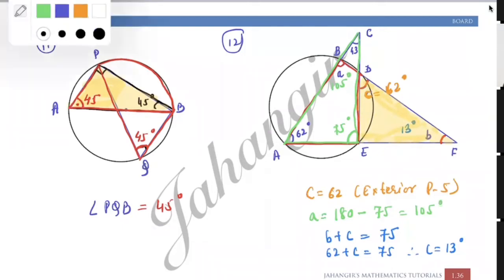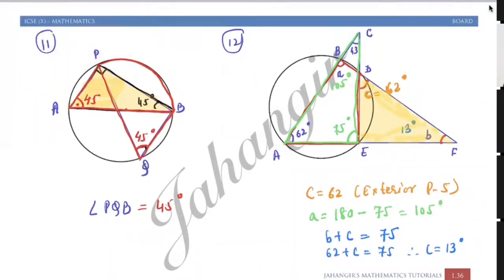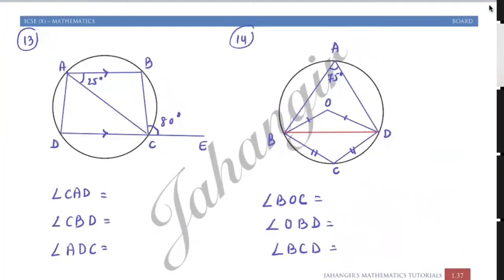This will become 105. 62 plus 105 plus B is equal to 180. So you can get the value of B. Any doubt? No, sir. Next.